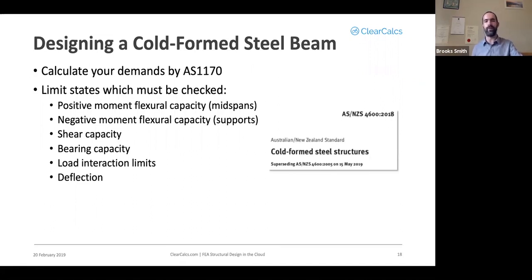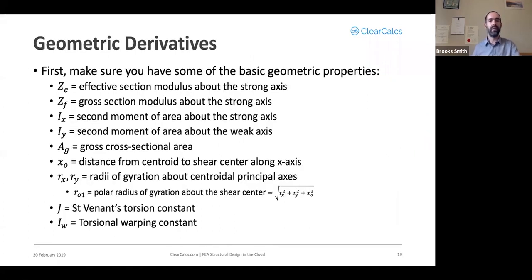So capacity is for positive moment, flexural capacity, negative moment, shear capacity, bearing capacity, some load interaction limits, and some specifics for dealing with deflection in cold form steel. So first step is you need to make sure you have some of the geometric values here. All of these are going to be given by manufacturers if you're using a standard section. If you're using a more custom section, you're going to need to calculate these yourself.